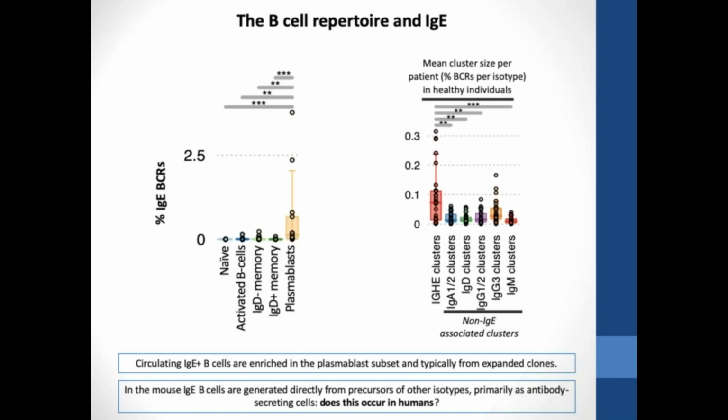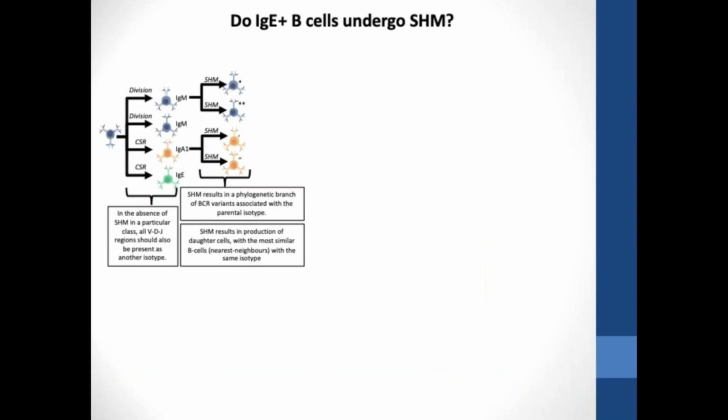And we know that in the mouse, IgE B cells are typically generated from precursors of other isotypes and primarily differentiate pretty much immediately to antibody secreting B cells. So we wanted to ask the question, does this occur in humans, and what might the implications be? So during class switch recombination, you can essentially get two daughter cells that may have identical VDJ sequences but different isotypes, as we saw with the class switching frequency profile I showed earlier.